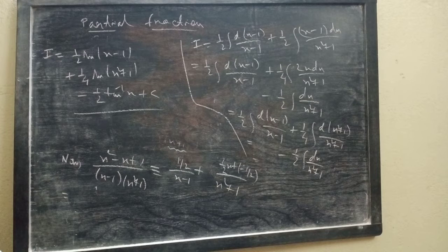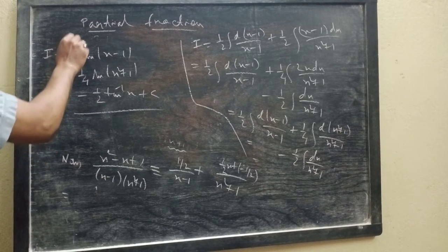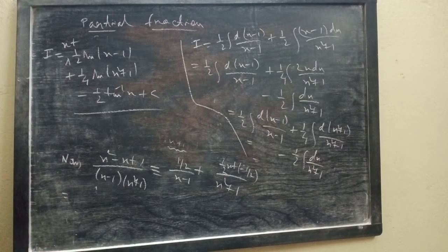No, there remains one part. I have erased it, that's why I am missing this. X plus half ln of this, plus 1 by 4 ln of this, minus half tan inverse, plus c.